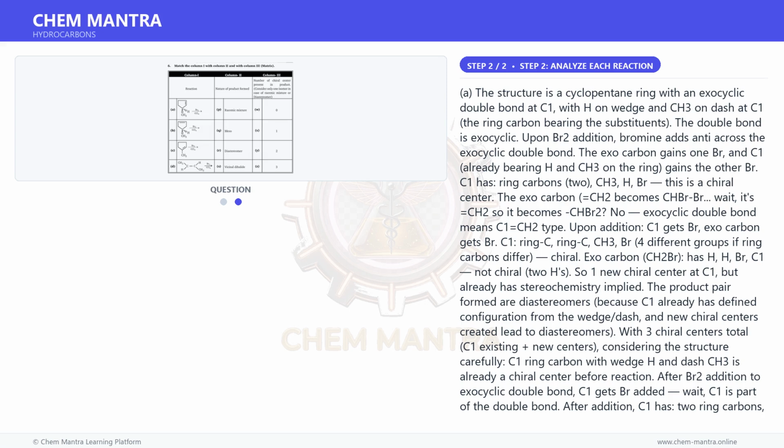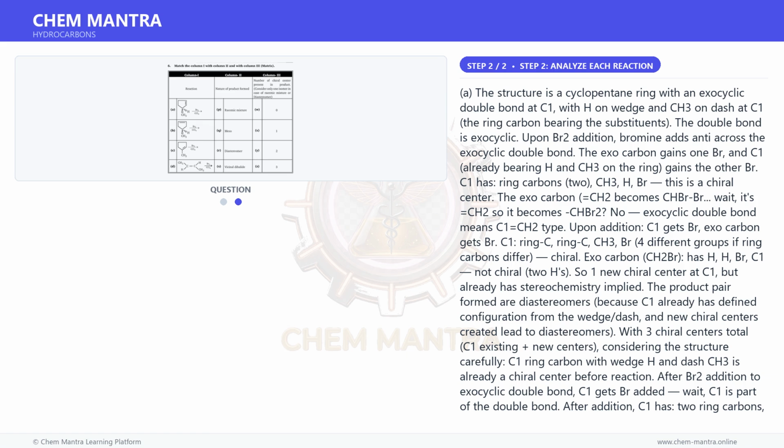The structure is a cyclopentane ring with an exocyclic double bond at C1 with H on wedge and CH3 on dash at C1, the ring carbon bearing the substituents. The double bond is exocyclic. Upon Br2 addition, bromine adds anti across the exocyclic double bond. The exocyclic carbon gains 1 Br and C1, already bearing H and CH3 on the ring, gains the other Br. C1 has ring carbons, CH3, H, Br. This is a chiral center.